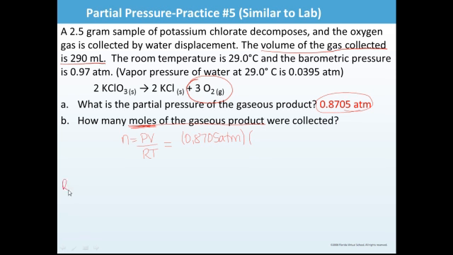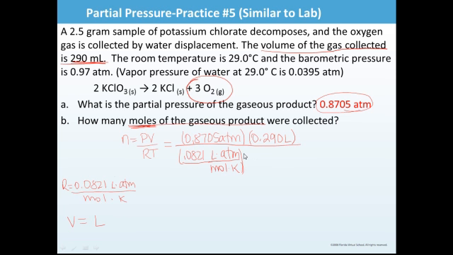Remember the units for R equals 0.0821 liter atmosphere per mole Kelvin, which means your unit for volume must be in liters. We have to convert 290 milliliters to liters. And we do that by dividing by 1,000, and you get 0.290 liters. We'll make that a little bigger. There we go. That's the value of R.